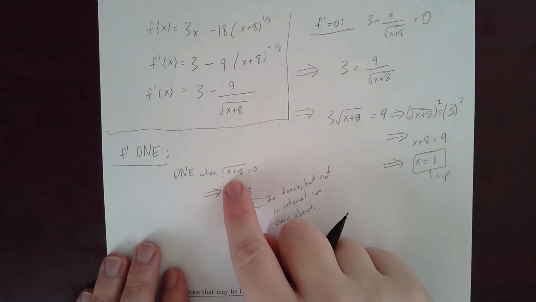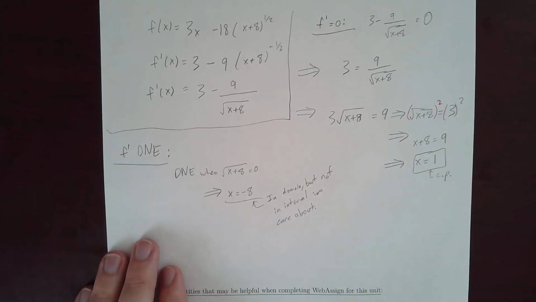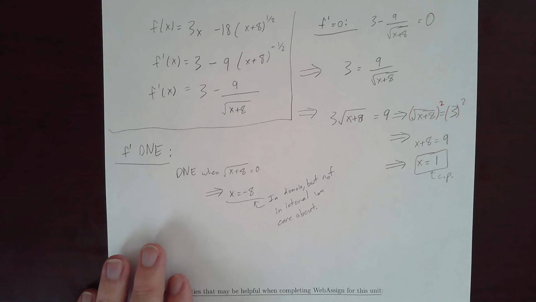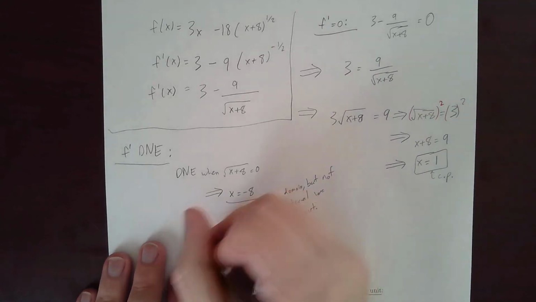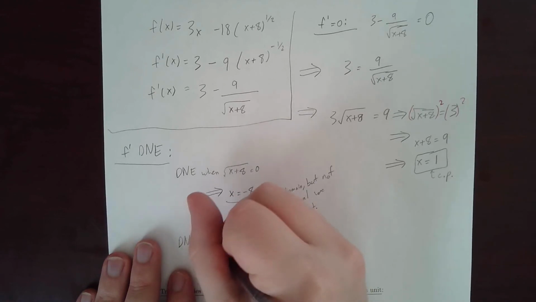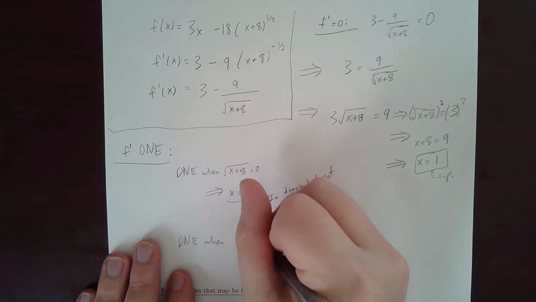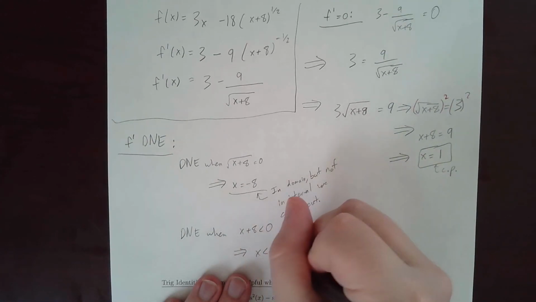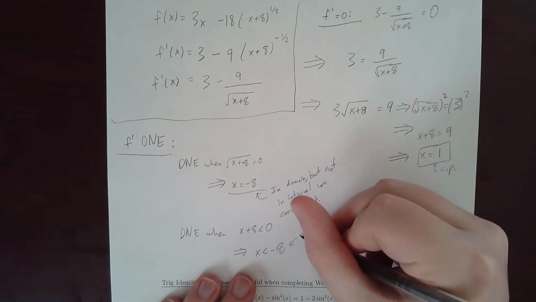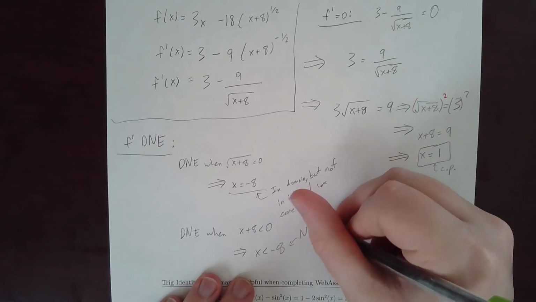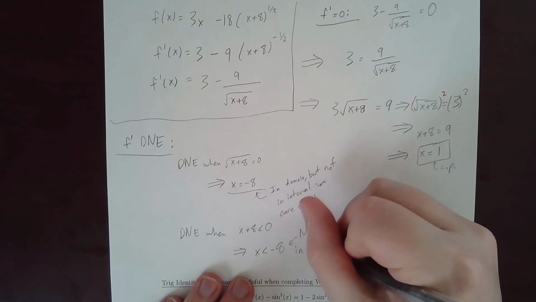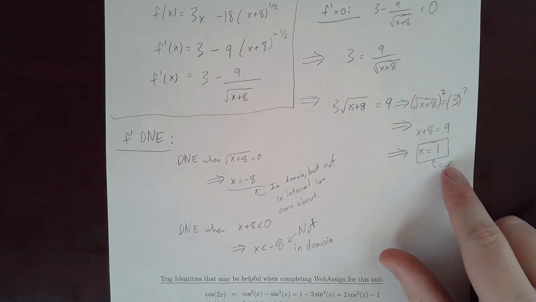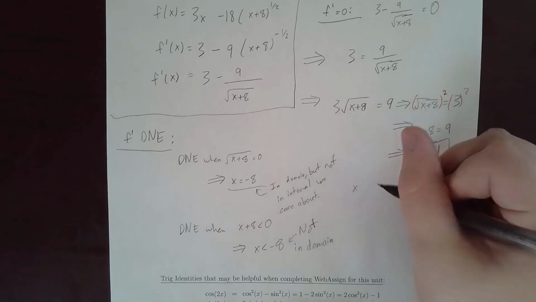We also need for this to be something where the square root has a non-negative number in it. So it does not exist when x plus 8 is less than 0. Which then tells us that it does not exist when x is less than negative 8. This is not in our domain anyway. So the only real critical point we have to worry about is x equals 1. So we'll make our table.